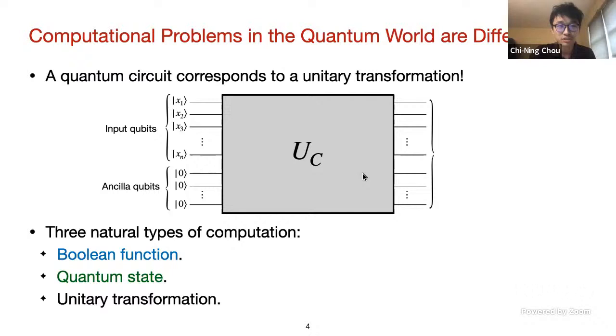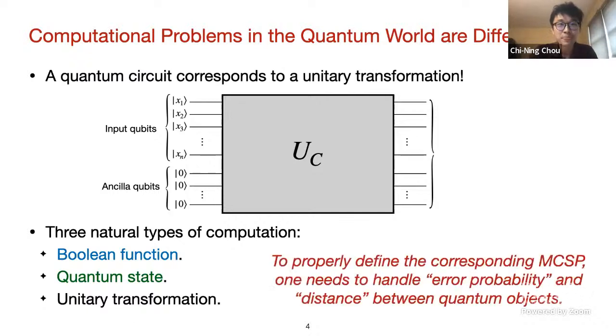So this already suggests that if we want to study MCSP in a quantum setting, there are three natural settings we can consider, and we actually consider all of them. But to define them properly requires some extra effort, which I won't describe here, but you're welcome to look at our paper.